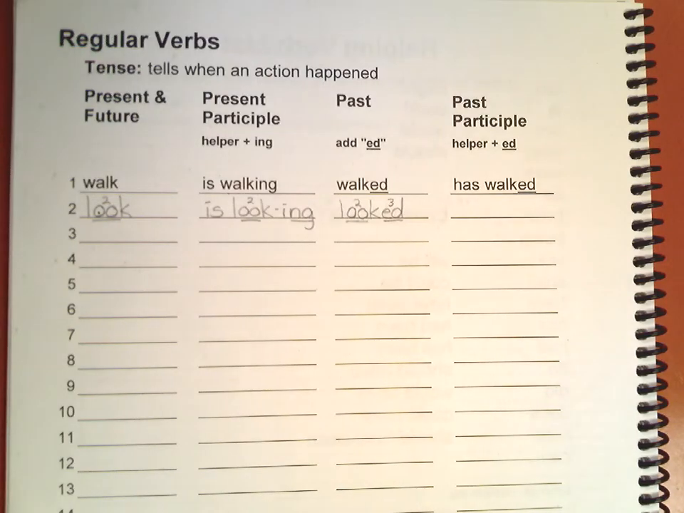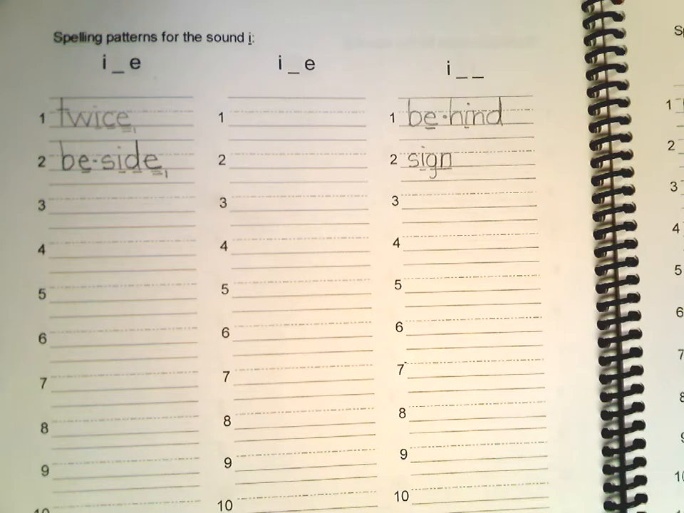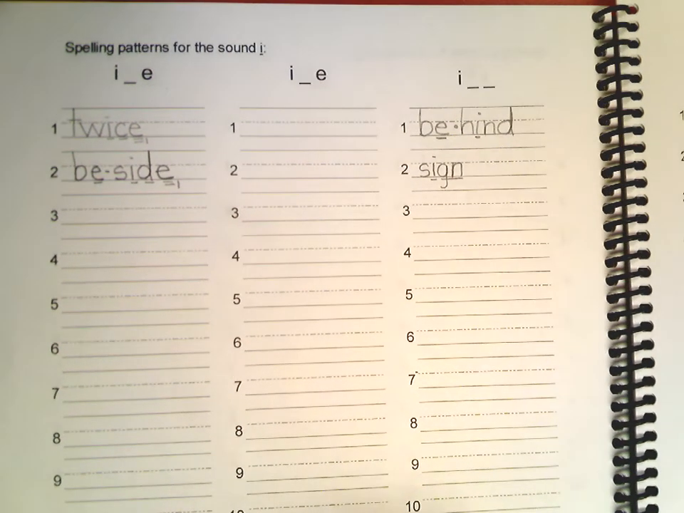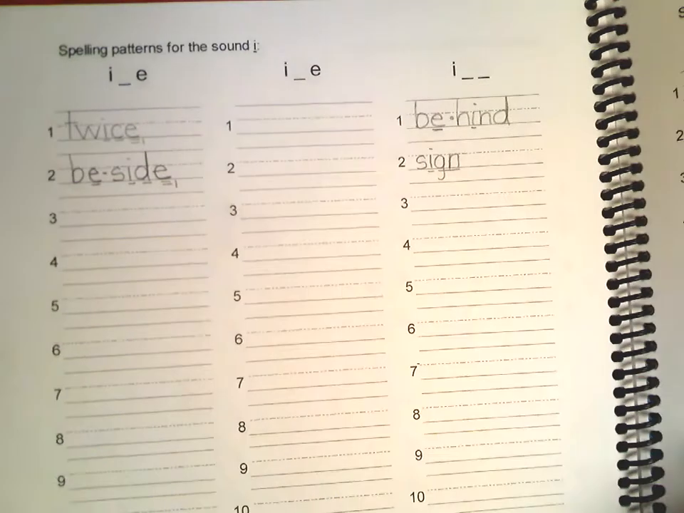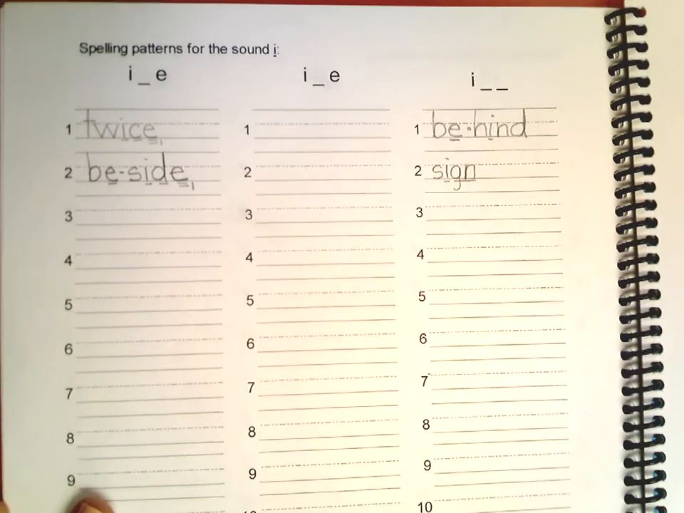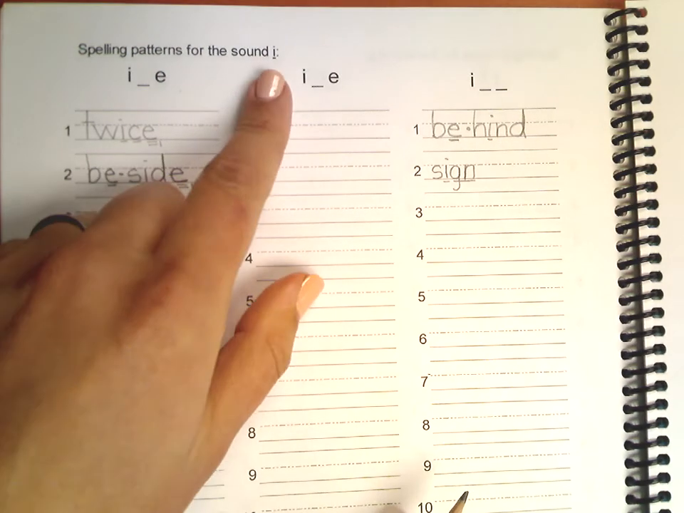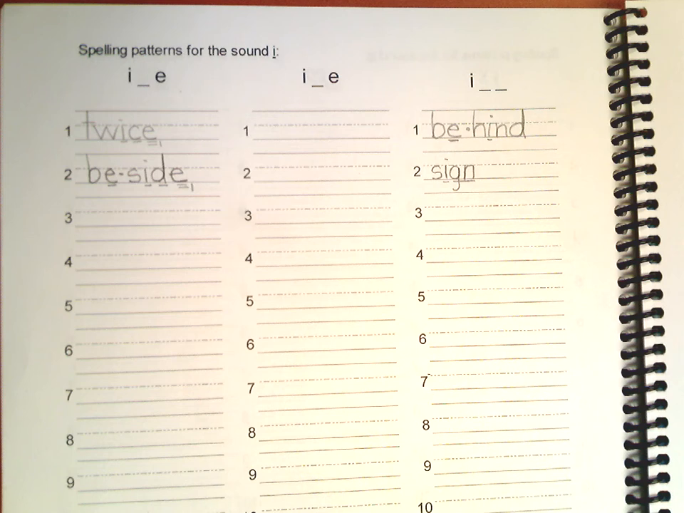All right, now we're going to go to the back of our notebook. We will start on page 80 and 81. All right, class, what do we have on page 80 and 81? Good, these are our spelling patterns for the sound I, so the different ways that we can have the I sound in English. We had a couple words with our I sound yesterday.